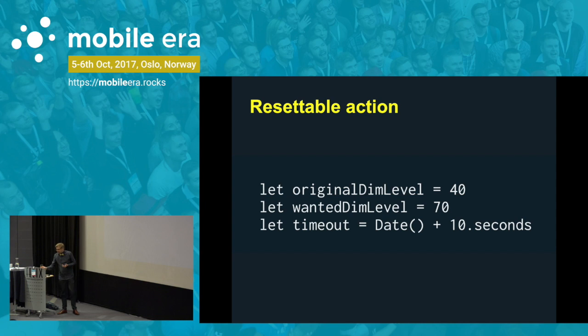So when you do an action in the app, we have to say, okay, what was the original dim level at the time you did the change? What was the wanted dim level at the time of the change? And we have to set a timeout that says, okay, if you didn't confirm this with the server after 10 seconds, you have to reset it yourself without getting anything from the server, because the server might not ever know that this was a request.